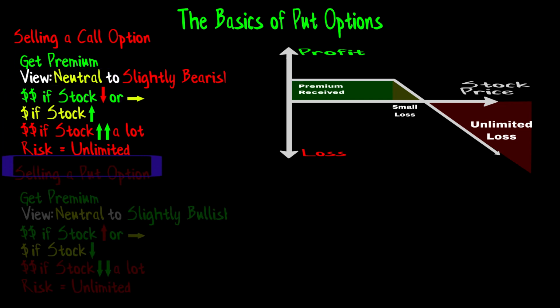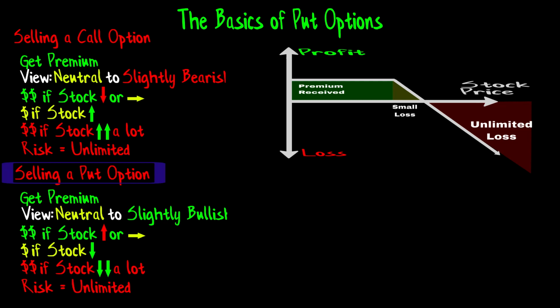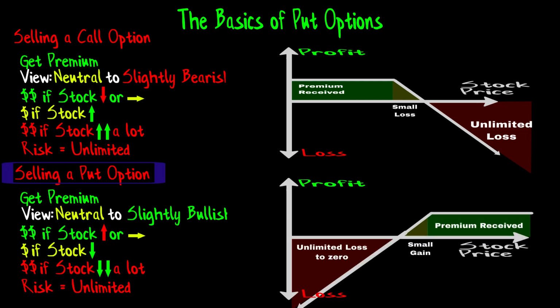With selling puts, you want the exact opposite of selling a call because it gives you the right to buy 100 shares at your strike price. So you want to be neutral to slightly bullish. You have an unlimited max risk, but you will receive a premium for selling the option. On the profit loss chart, we can see we get paid a premium, but have an unlimited loss potential to 0 if the stock continues to go down.